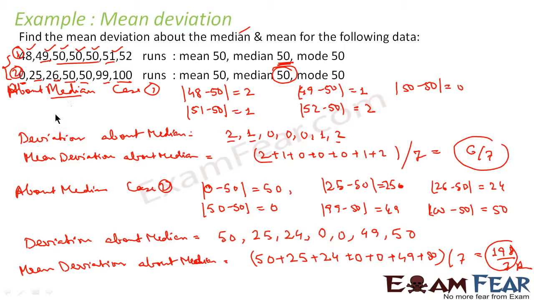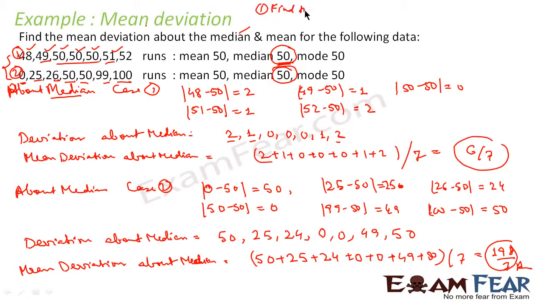So what we have seen till now: to find the mean deviation about a point, first you have to fix the point. For example, we have found the mean deviation about median. So first we fixed the median. Then we have to find the distance of all the data from this point. So we found the distance of 48 from 50, 49 from 50, 50 from 50, 51 from 50, and 52 from 50. The first step is to find the point.